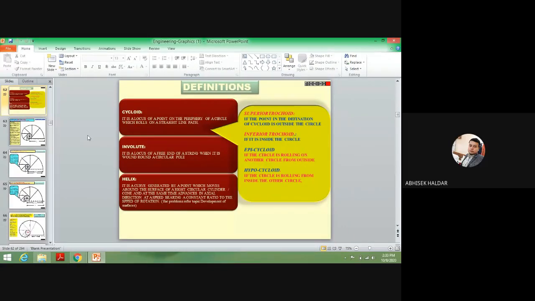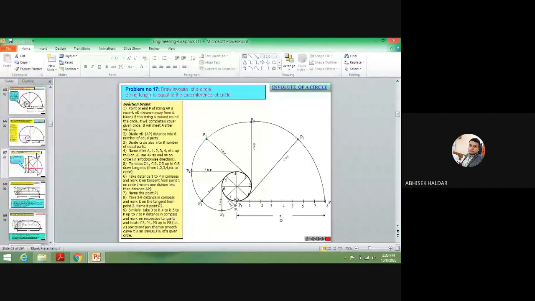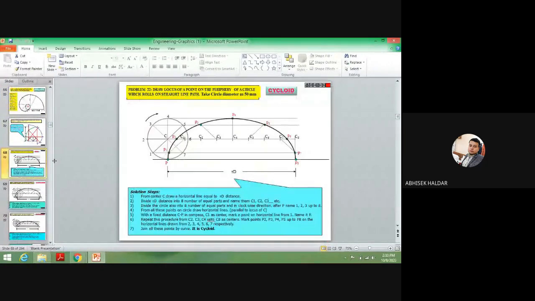It will be more clear when we take a particular example and see how the question will come to you. Obviously, that should be known to you. Let us take a particular problem. Read the problem. Nowhere in the problem will it be written to draw a cycloid. You have to know what a cycloid is. You read the problem: draw the locus of a point on the periphery of a circle which rolls on a straight line path. That means you have to draw a cycloid, isn't it?